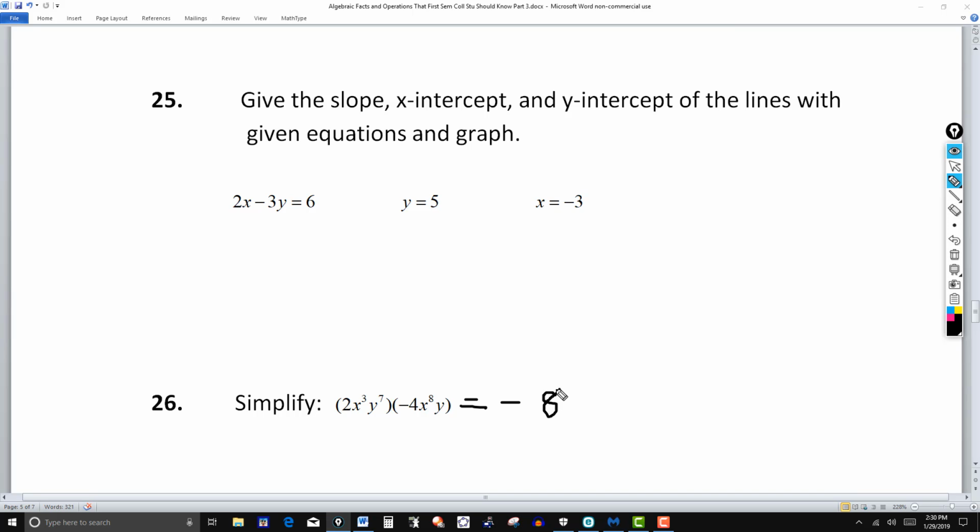Okay, bring down your bases one by one. So it's x. I got an x to the third, an x to the 8th. Okay, powers of the same base, you add the exponents. 3 and 8 is 11. You get this. Bring down the y. Okay, y and y. Power of 7 here. Power of 1 here. Again, add the exponents. 7 and 1 is 8. There you have it.